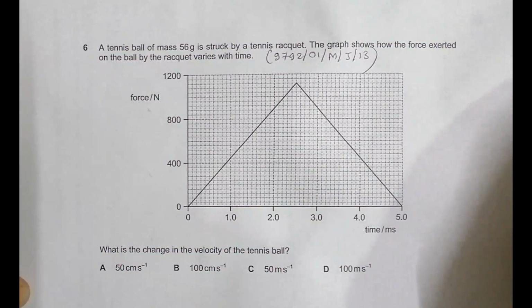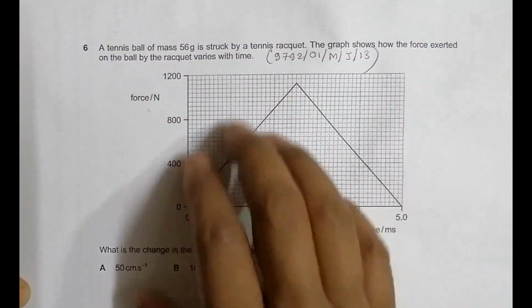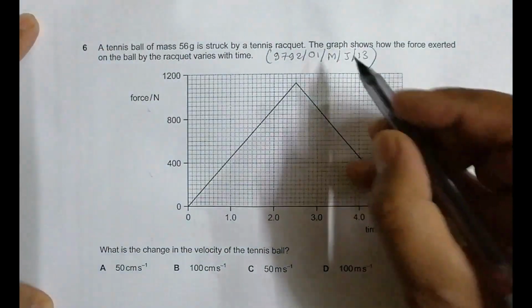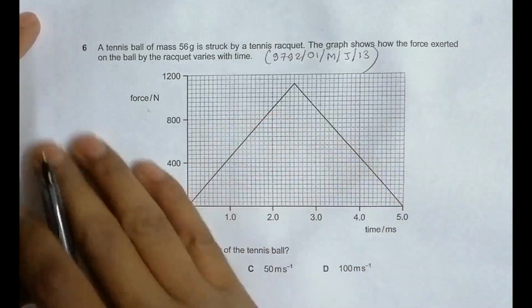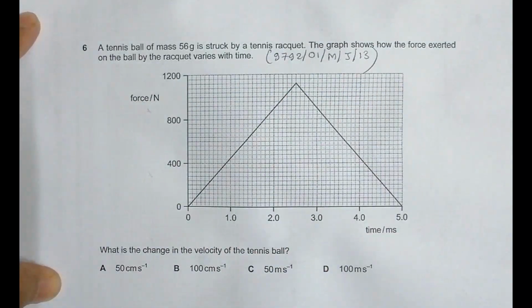Hello folks, this question belongs to a different board. Actually it is Cambridge Pre-University. It is year 13 May June paper 1 and the question number is 6. It is concerned with the chapter dynamics, or we can say kinematics or whatever.